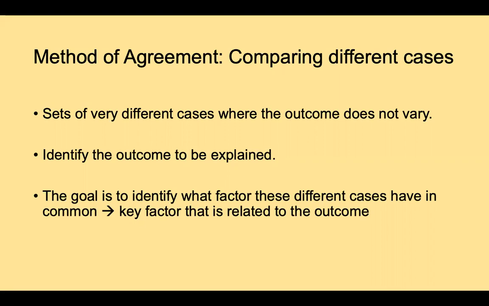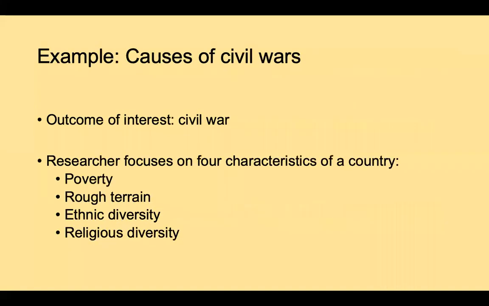And we identify the outcome to be explained. In this case, it is military coup and military rule. And then the goal is to figure out what factor these different cases have in common. What is it that unites these otherwise very different cases? And then that uniting factor, that unifying factor, is the one that we identify as related to the outcome. And we begin to reason from that relationship that we identify.